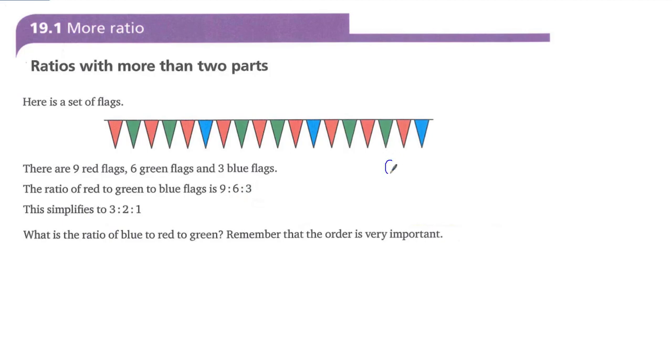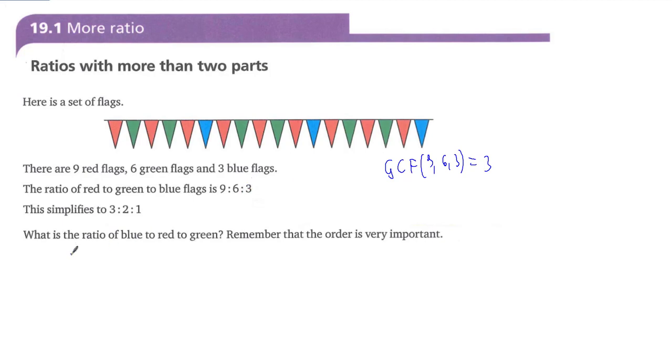Well, the greatest common factor of 9, 6, and 3 is not 1, it's 3. That means we can simplify by 3. So if we simplify everything by 3, 9 divided by 3 is 3, 6 divided by 3 is 2, and 3 divided by 3 is 1. We will get this ratio 3 to 2 to 1, which is exactly the same ratio as 9 to 6 to 3, just simplified.